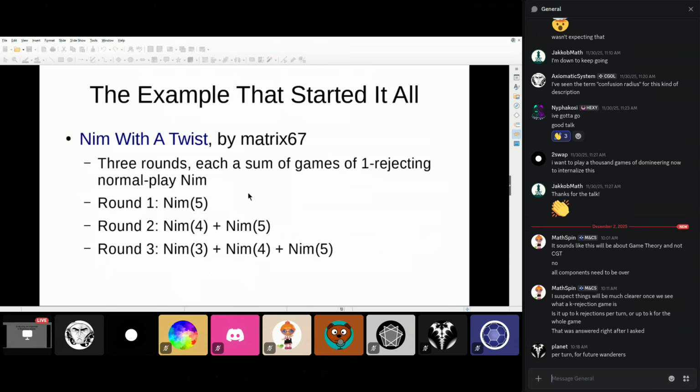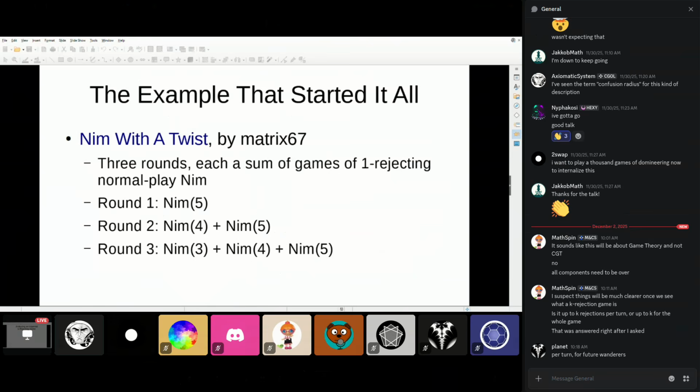So let's see what that looks like. This is a game that I came across online that piqued my interest, and generalizing how it works led to this topic that I'm sharing today. It's a 3-round web game of one rejecting normal play nim.